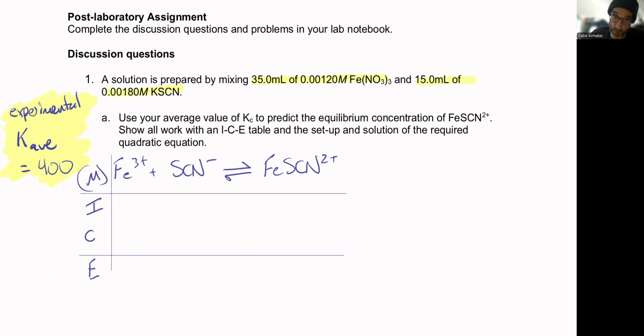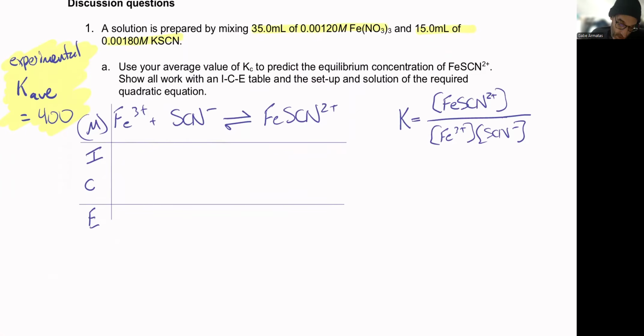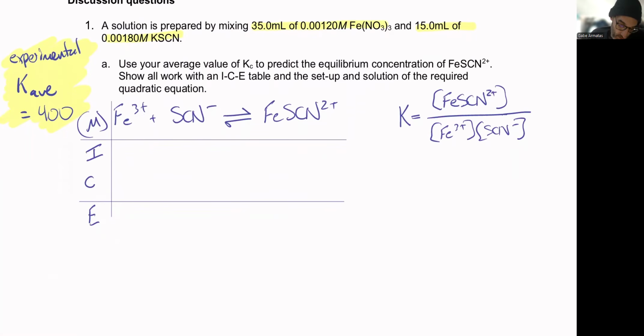What do I know before I even look at the data? The other thing that I need before I fill in any of these numbers is to write out the K expression. K is the concentration of products, which is my FeSCN2+ complex, all over the iron times the concentration of SCN-. Products over reactants every single time. So now we're going to plug in the information that we have.